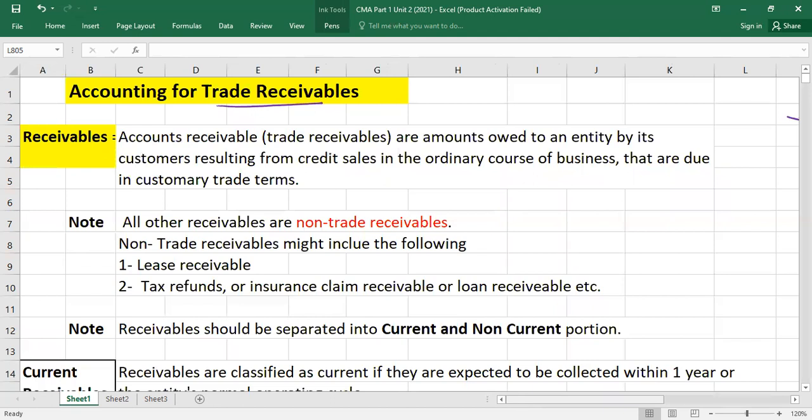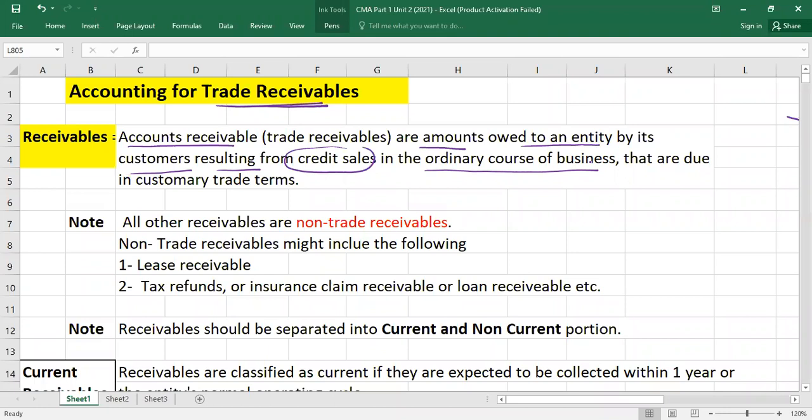So the first thing is called trade receivables. Trade receivables, which are also called accounts receivables, are amounts owed to an entity by its customers resulting from credit sales in the ordinary course of business, that are due in customary trade terms.